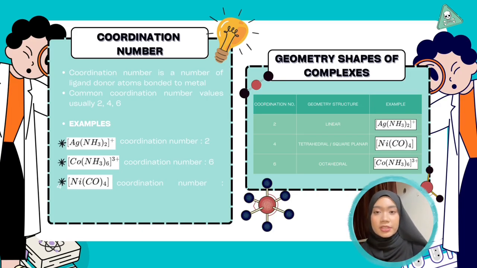In conclusion, coordination compounds consist of a central metal ion bonded to ligands through coordinate bonds. Their properties, coordination number, and geometry depend on the metal ion and the type of ligands involved.